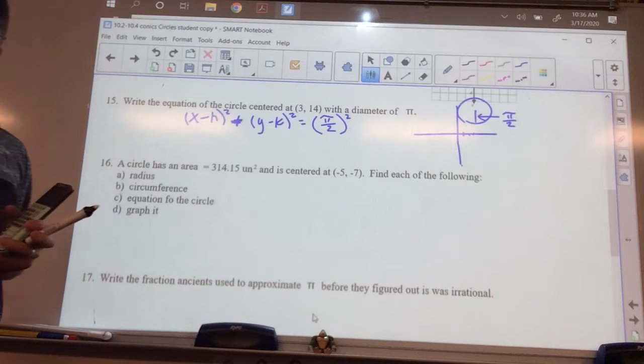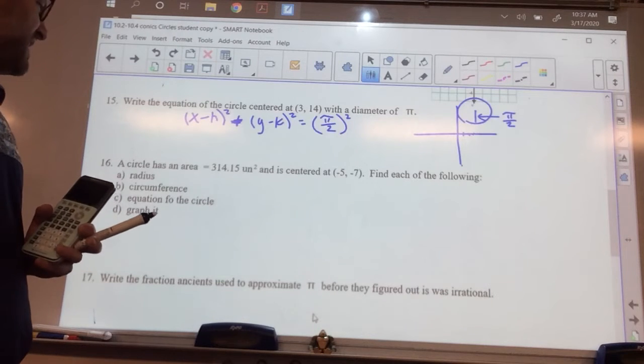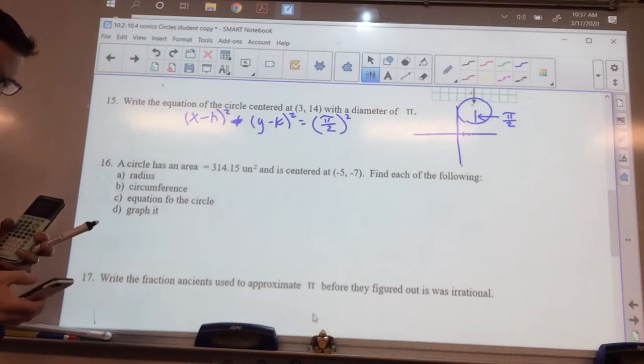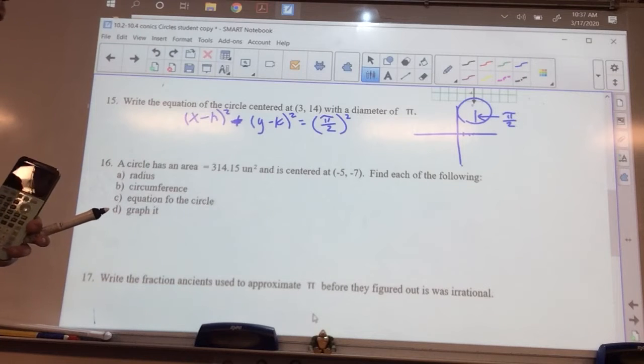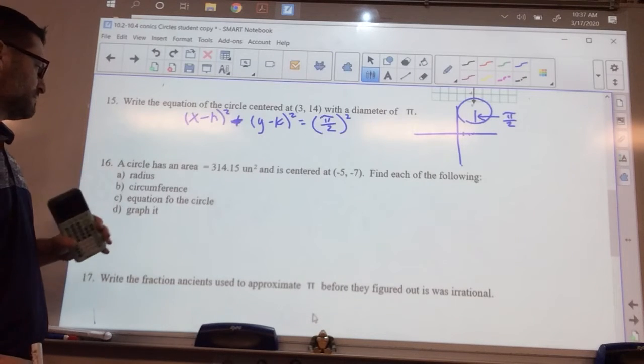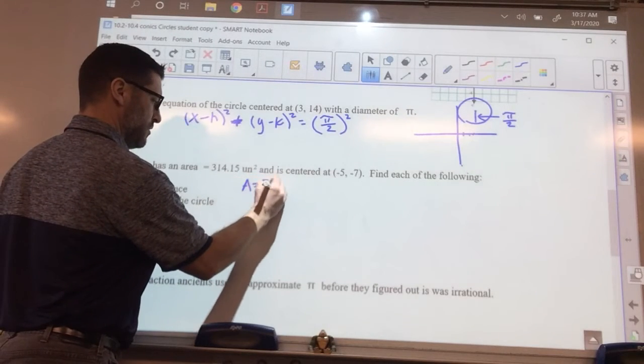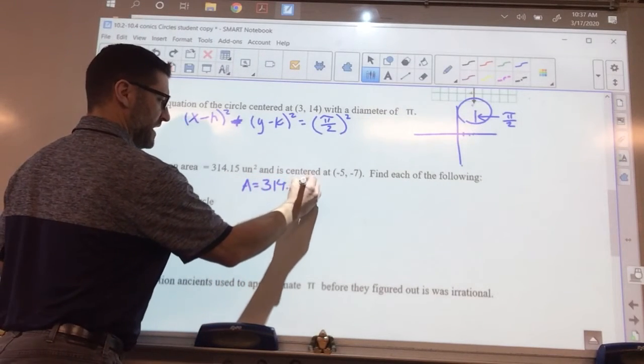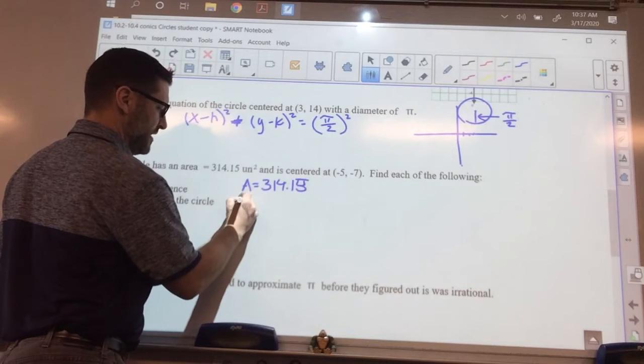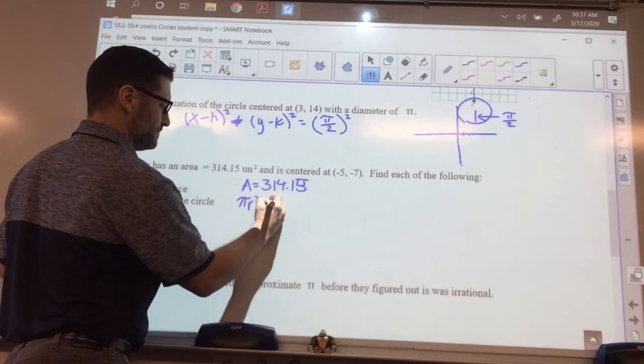A circle, next one. A circle has an area given and a center given. And what we need to do is find each one of the following. So if I'm given area, 314.15, area is a pi r squared number.